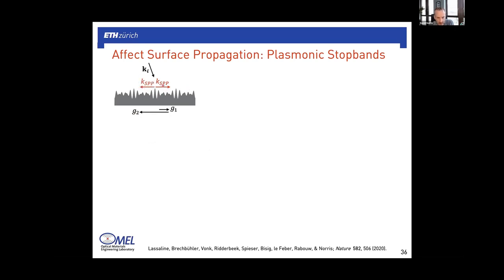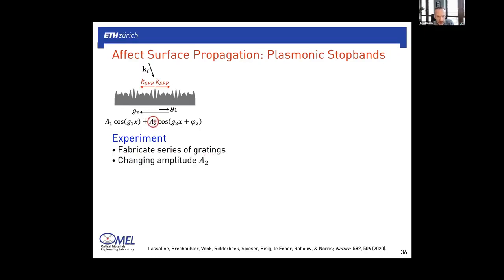And since plasmons could no longer propagate because they'd be constantly diffracting back and forth, this opens up what's known as a plasmonic stop band. So he designed such a surface that had these components. And moreover, he fabricated a series of gratings where the only thing that he varied was the amplitude of this G2 component in the surface, which opens up the stop band.